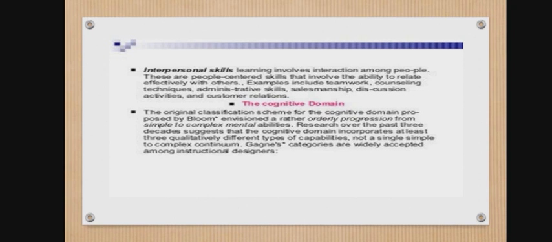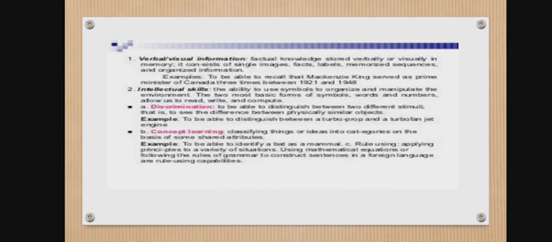The cognitive domain. The original classification scheme for the cognitive domain proposed by Bloom envisioned a rather orderly progression from simple to complex mental abilities. Research over the past three decades suggests that the cognitive domain incorporates at least three qualitatively different types of abilities, not a single simple-to-complex continuum. These categories are widely accepted among instructional designers.